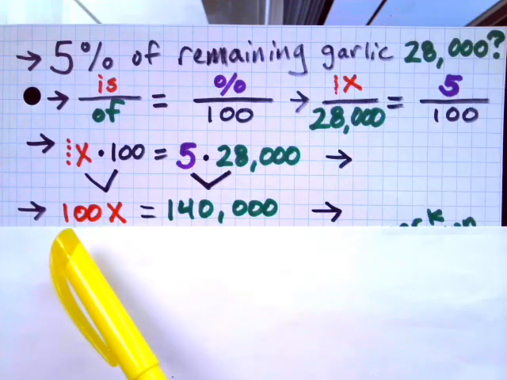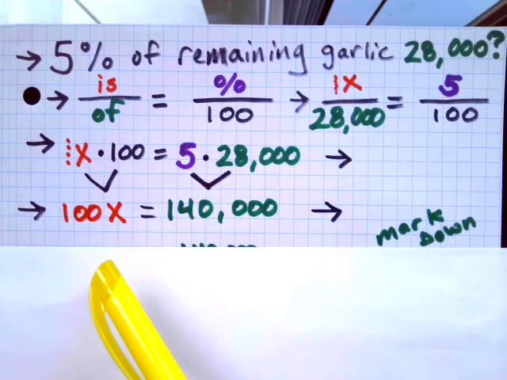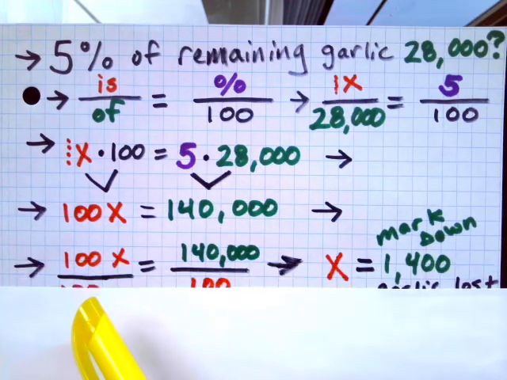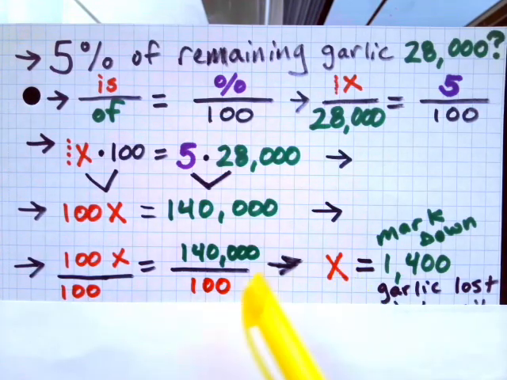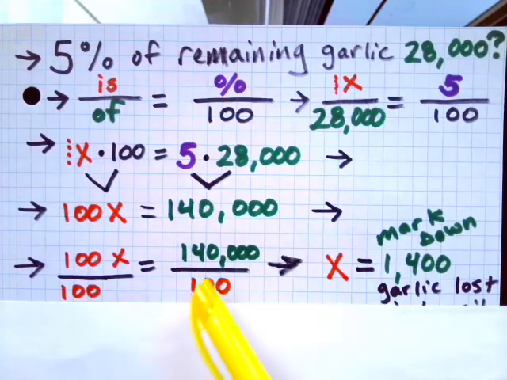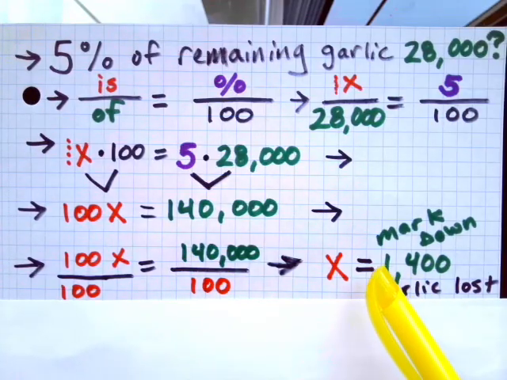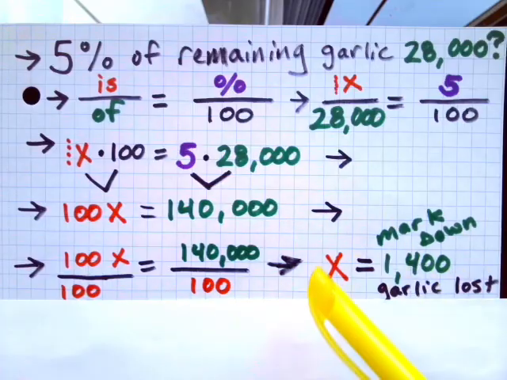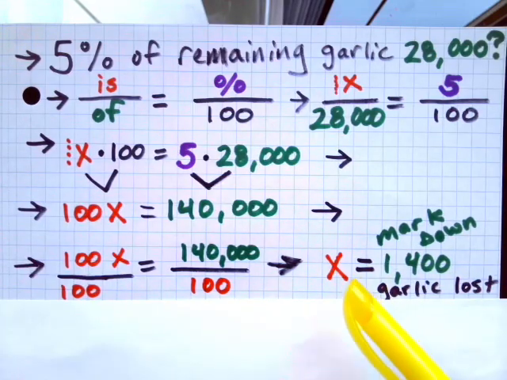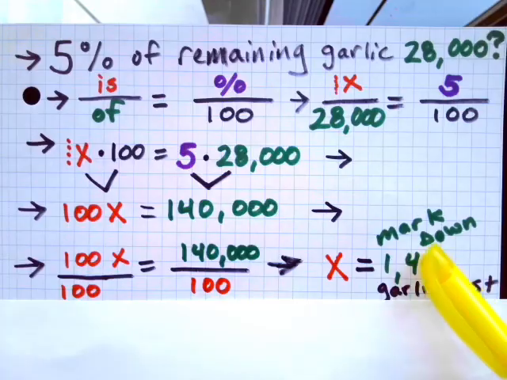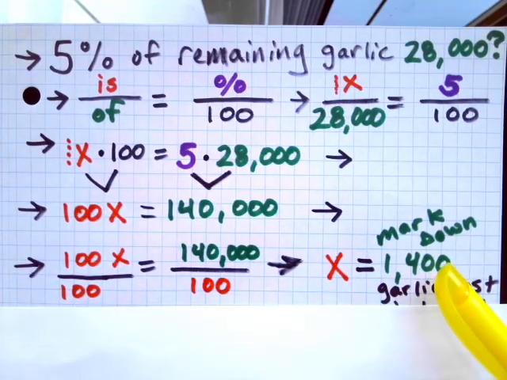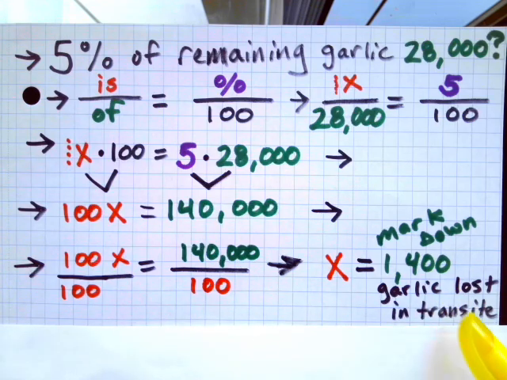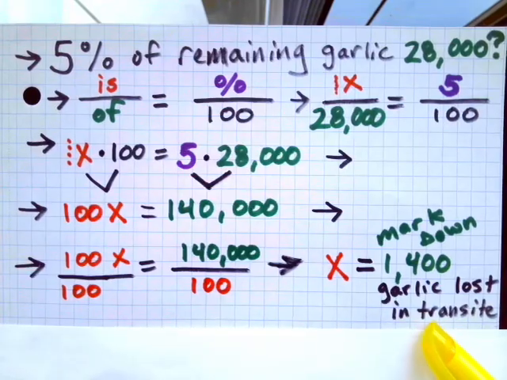I want to get x by itself, so I do the opposite of multiplying by 100. I'm going to divide 100 to both sides, as you see here. 100 over 100 leaves me 1x. 140,000 divided by 100 leaves me 1,400. So don't get tricked again. This is 5% of 28,000. So 5% of 28,000 are 1,400 garlic cloves that were lost in translation. Excuse me, lost in transit.